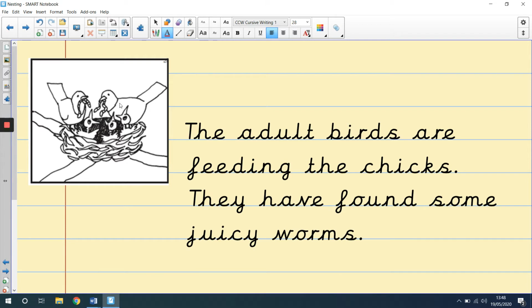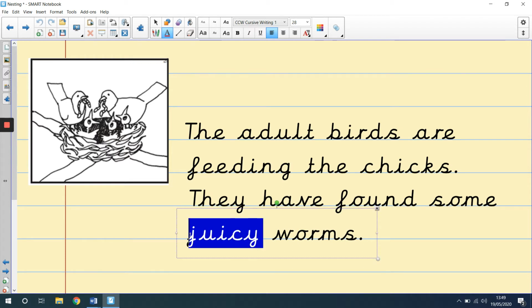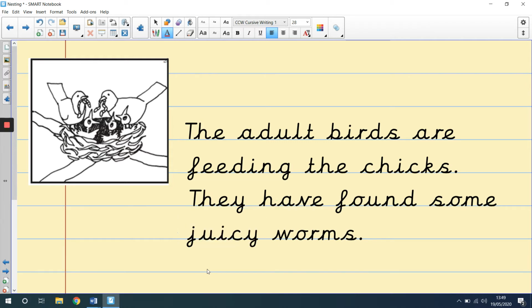Here we can see two birds and a nest with three chicks in. And the birds have got something in their beak. So I've written, the adult birds are feeding the chicks. They have found some juicy worms. So I hope you've noticed my full stop at the end of my first sentence. Remember your capital letter and a full stop to finish my second sentence. I've also used the word juicy, an adjective to describe the worms.